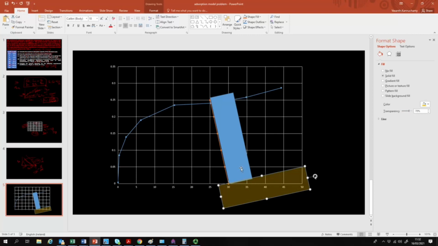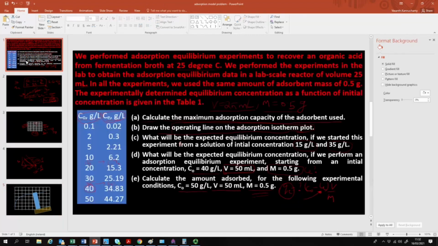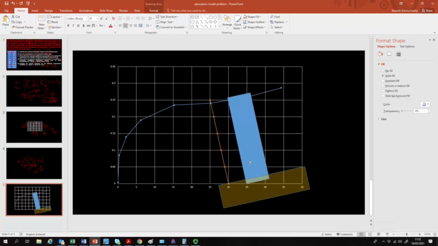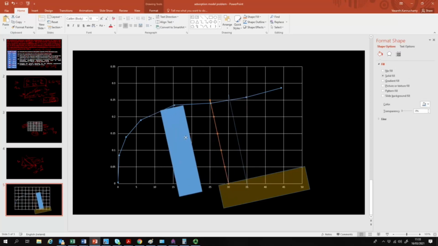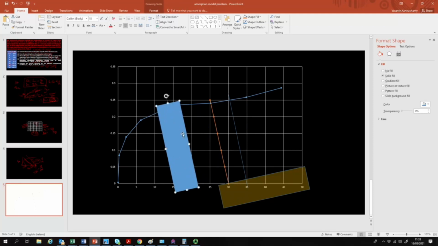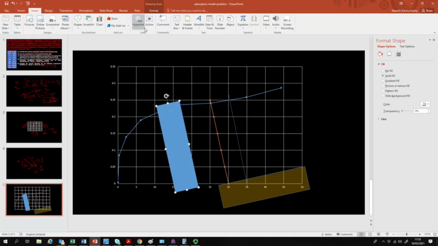So what's the question I asked? What will be the concentration at 35, and another one is 15. So go to where your 35 is, which is here, and draw a line connecting these two. And then another one is 15. Draw another line starting from 15, just following the scale.